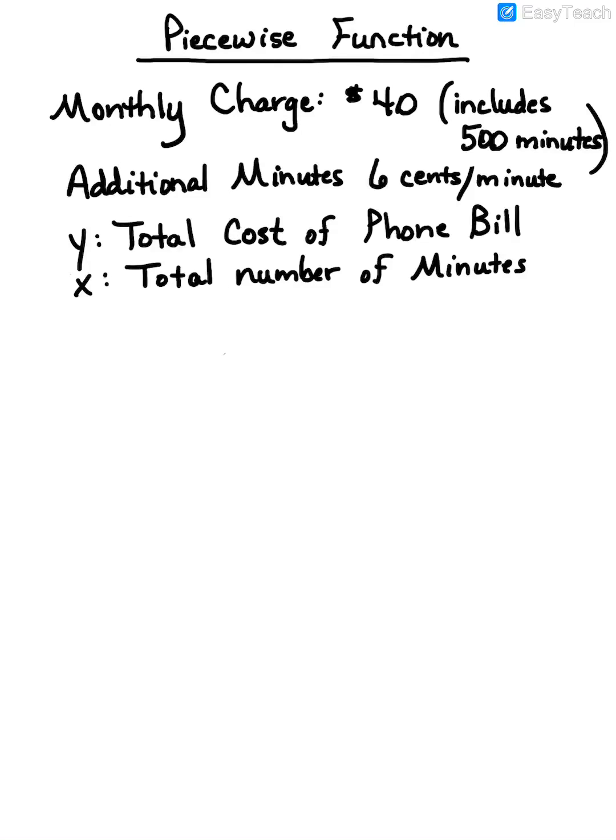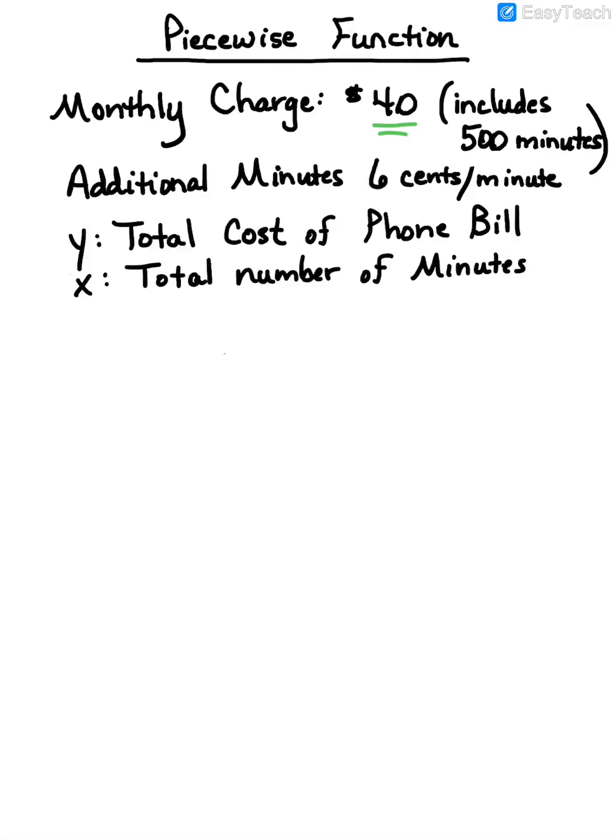In this video, we are going to look at how to formulate a piecewise function. This particular problem is a cell phone application problem. So we have a cell phone company that offers the following plan. They have a monthly charge of $40, and that includes up to 500 minutes, and then additional minutes are 6 cents per minute. Now, they are asking us to set up a piecewise function to describe the relationship between the total monthly cell phone charge and the number of minutes of use.